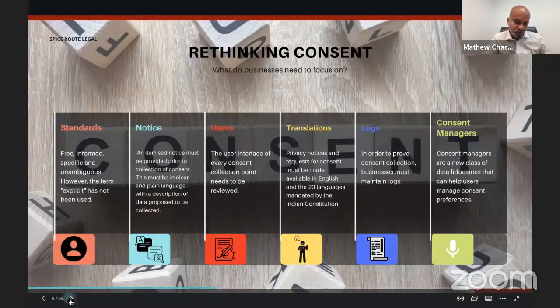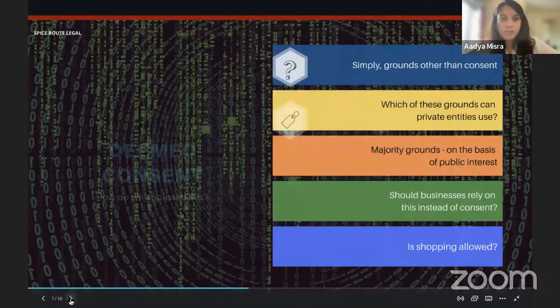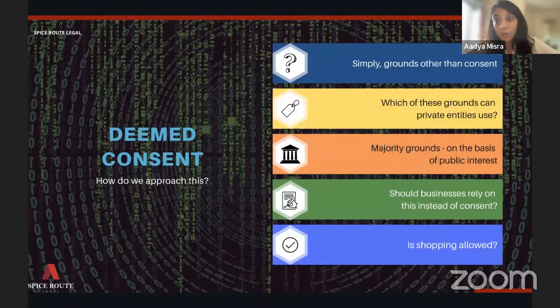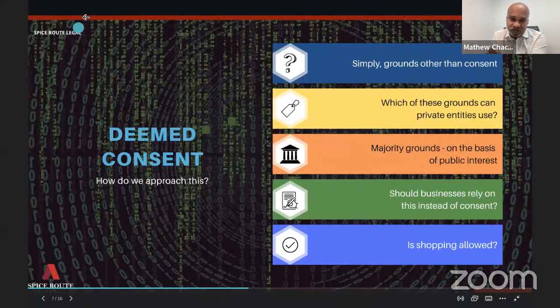Absolutely. So that's it on consent. But we have other grounds. Matthew, do you want to take this? Because I can't shut up. He's here. Yeah. So again, I apologize. I'm one of those people.